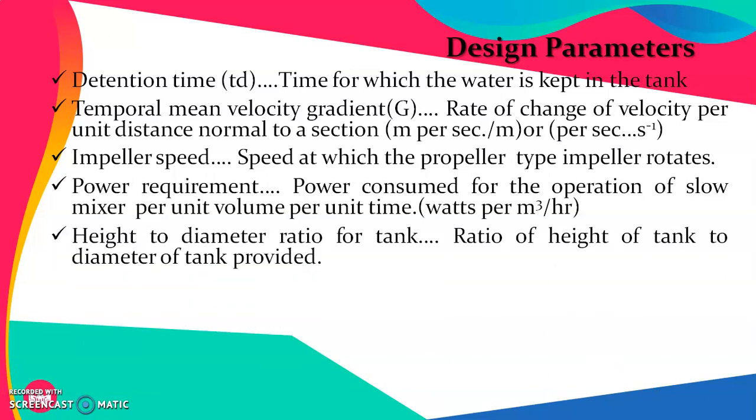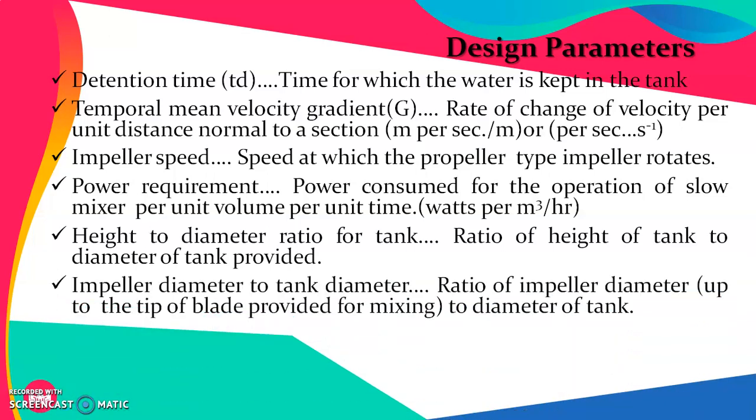Next is the height to diameter ratio of the tank. It is the ratio of the overall physical dimensions of the tank. As we are aware, such a unit is circular in plan, and it has a certain height and a certain diameter. The ratio of this is called the height to diameter ratio. It must be within certain prescribed limits.